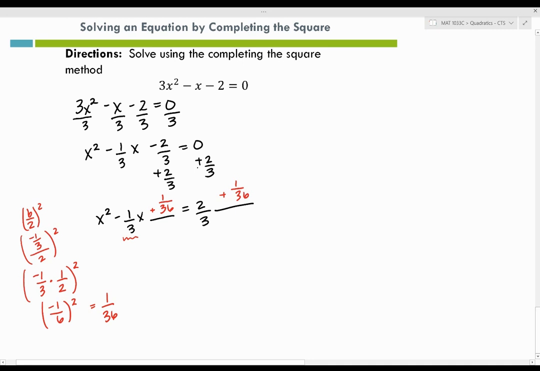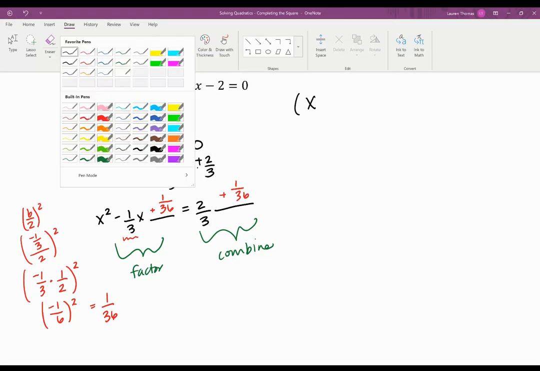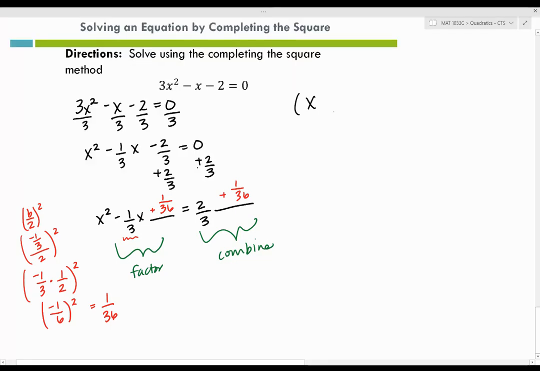Okay, now remember, the left-hand side you should be able to factor. And the right-hand side, you should be able to combine. Okay, so when we do that, we are going to have x, right? And remember, the number that goes in there with x is going to be b divided by 2 before we squared it. So for us, that's negative 1 over 6.